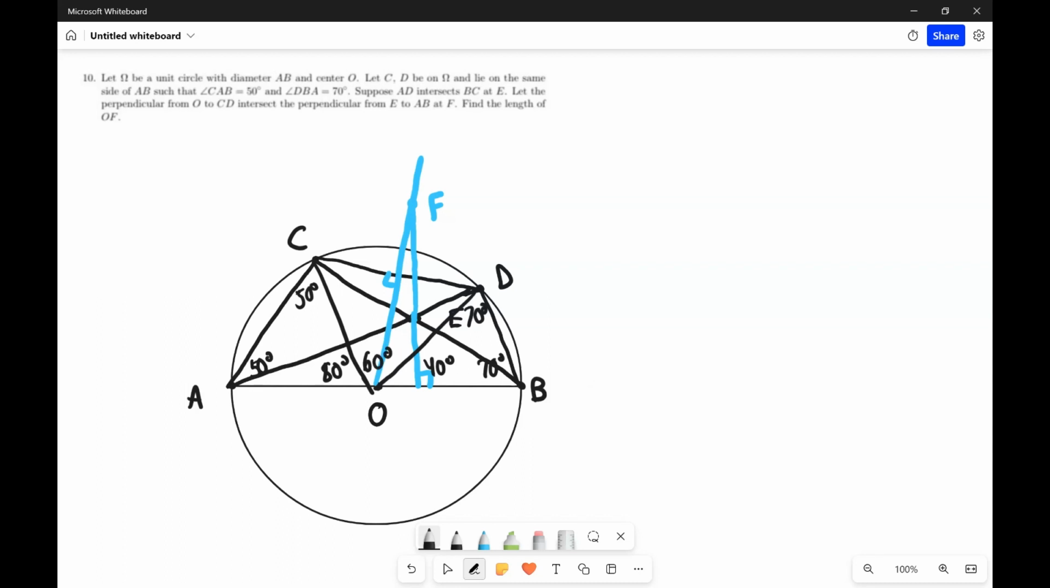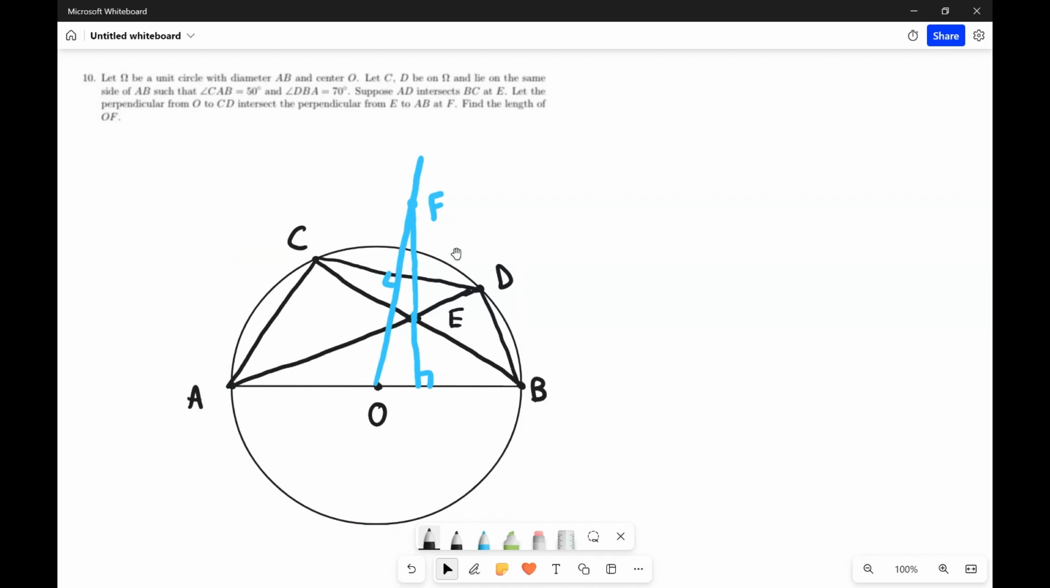Now, since CO is equal to OD and CF is equal to FD, since F lies on the perpendicular bisector of CD, because FO is perpendicular to CD, we see that we need to just calculate the angle CFD, at which point we will be done because angle OCF and angle FDO are equal, and then we can just use the sine law. So let's go ahead and put our efforts to calculating the angle CFD.